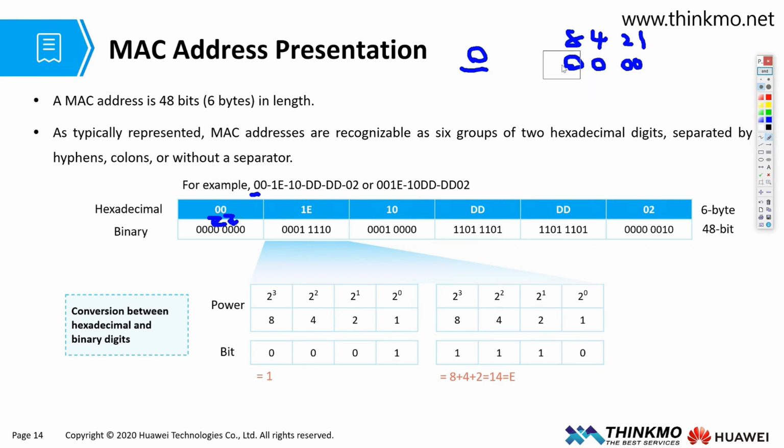For these 4 digits, let's see which digit is used. Certainly this one is used and the rest cannot be used. So they are marked as 0, resulting in 0, 0, 0, 1. As for E, when we say A, B, C, D, E, F, it actually represents 14. If it represents 14, then it is 8 plus 4 plus 2. So we take the value of these 3 digits, and the last digit is set to 0. This is how the calculation is done. Here we can convert hexadecimal to binary.